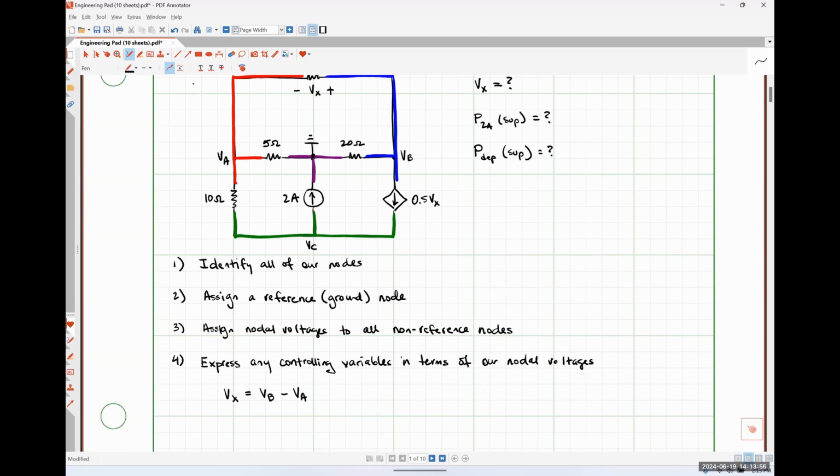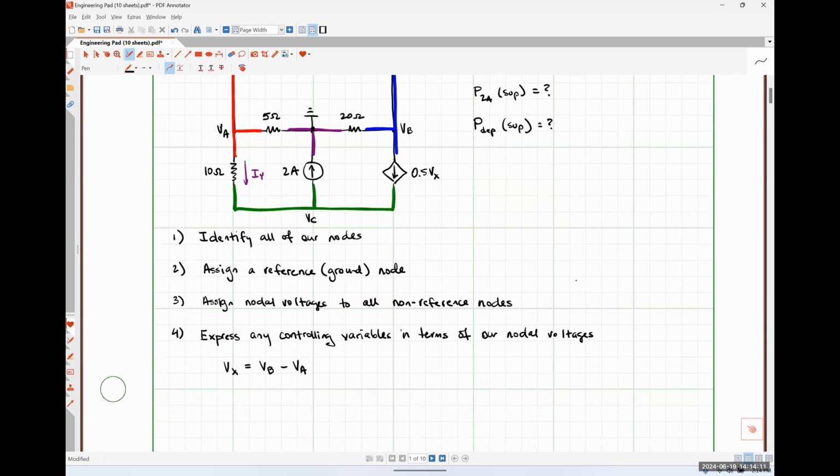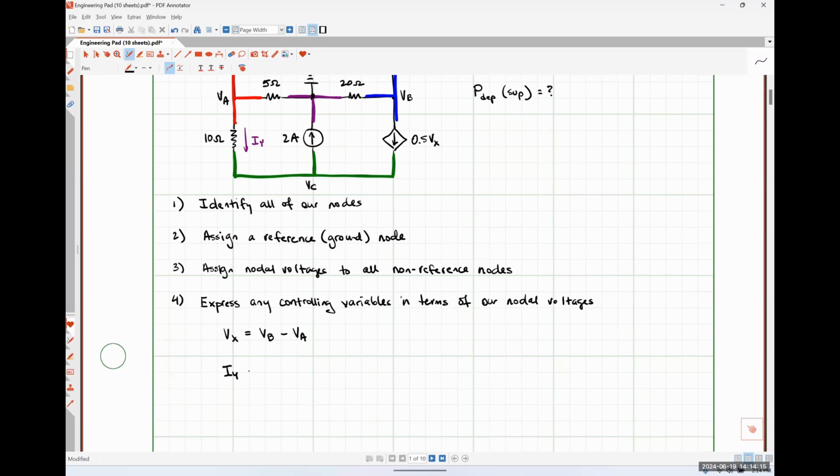We don't have a controlling current in this particular circuit, but let's imagine that we did. So I'm going to define a current here. Let's call it IY. And let's see how we could express a current in terms of our nodal voltages, okay? So effectively what we're going to be using is Ohm's law, where we're going to have to figure out what the voltage drop across our element of interest is in terms of our nodal voltages divided by the resistance, right? So since we're dividing by the resistance, it's fairly obvious that we're going to have something over 10 ohms.